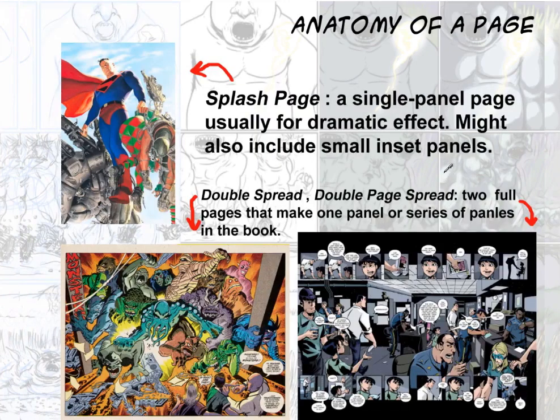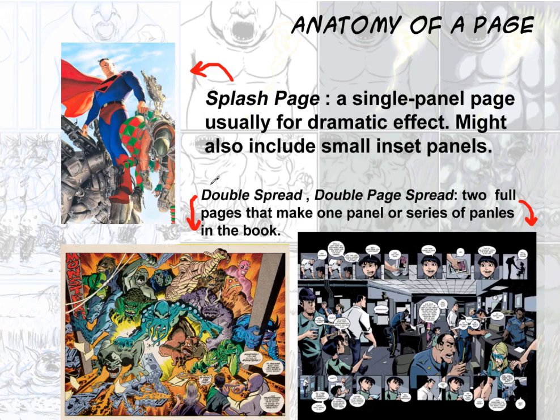Some more terminology here. We've got an example of a couple of different types of comic pages. When an image takes up the entire page without any panels, it's just one giant panel basically. It's referred to as a splash page usually. It's usually something big and dramatic happening. It may also include some other panels, but generally speaking, if it's one giant image, whatever the form, it's considered a splash page.